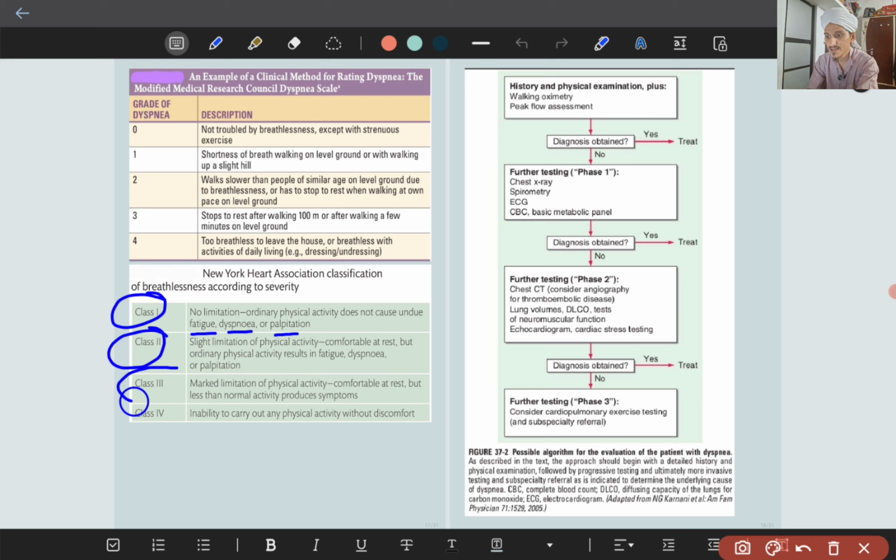Class 3 is marked limitation of physical activity. Comfortable at rest, but less than ordinary activity produces symptoms.